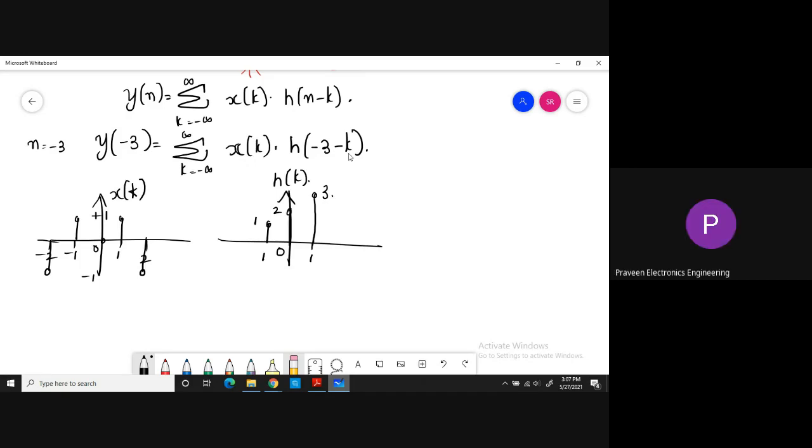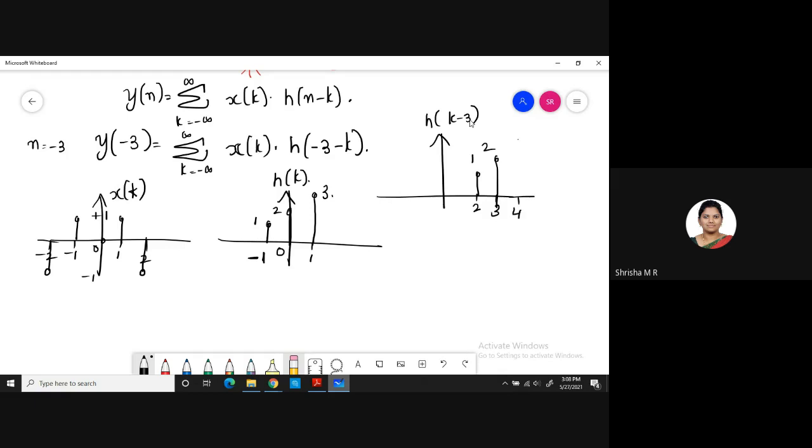H of k minus 3, ma'am. Yes, plot h of k minus 3, then time reverse that to get h of -3 minus k. Okay, so h of k minus 3 means, from where will the signal start? Sorry, it is at -1 here. So h of k minus 3, where will it start? +2, ma'am. Yeah, it is a right shift by 3 instants, right? So it will start from +2. At +2 you will have 1, at 3 you will have 2, and at 4 you will have 3.